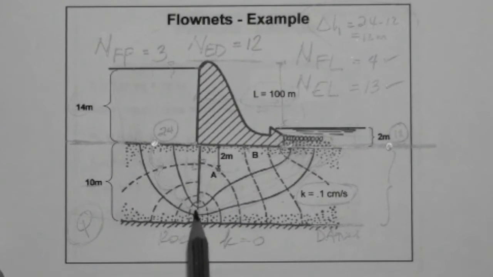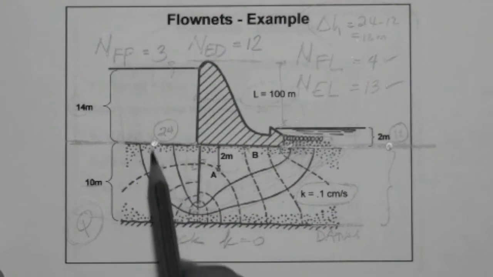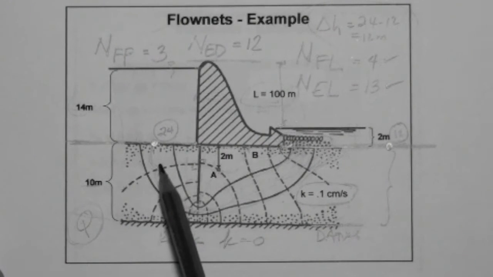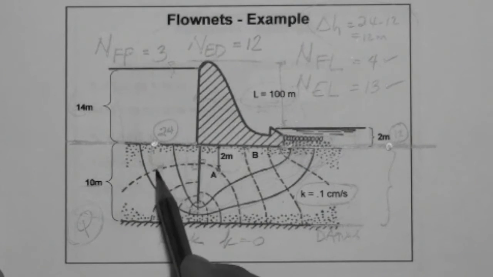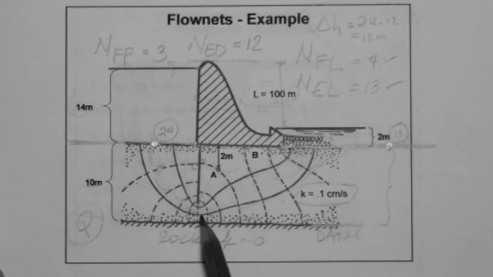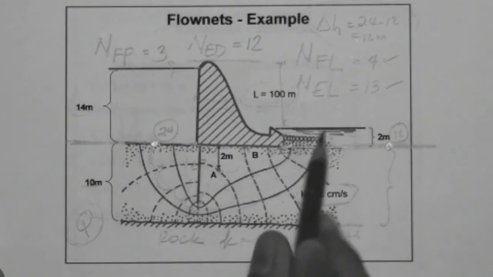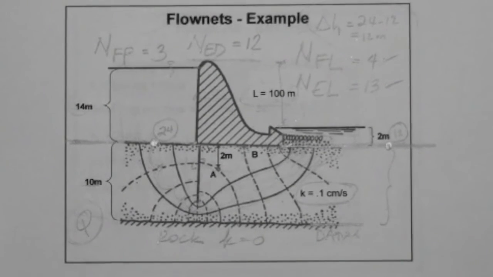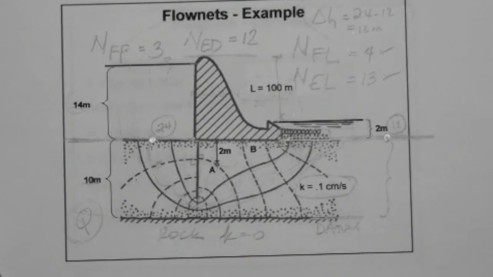Even though this element is very small and this one is large, the head loss as the water droplet flows from here to here is the same as the energy loss suffered by the water drop when it goes from here to here, and from here to here, and from here to here, etc. Okay? That is the beauty of Laplace through the Flownet.